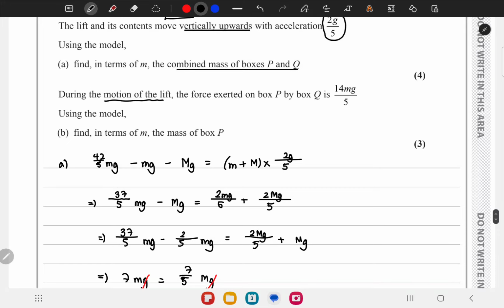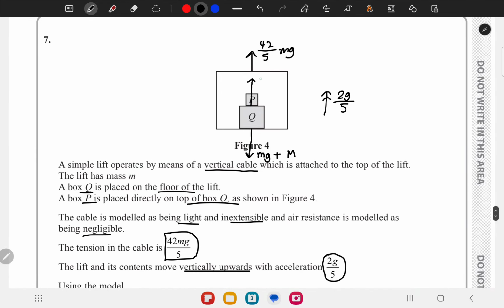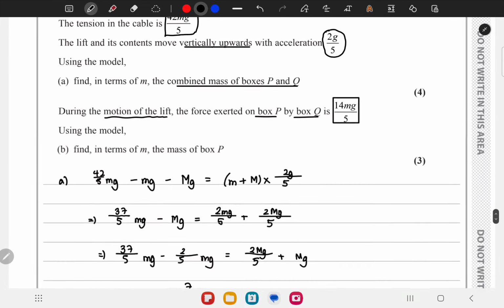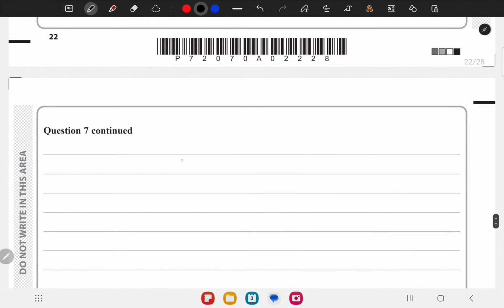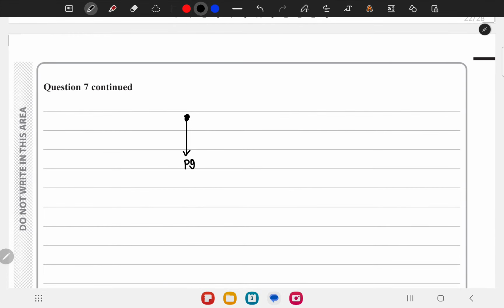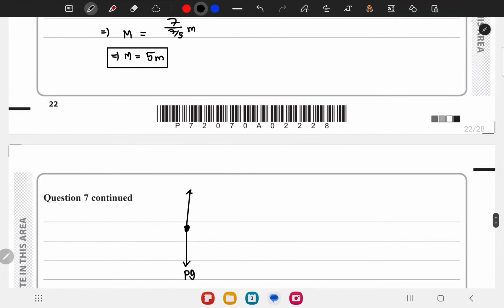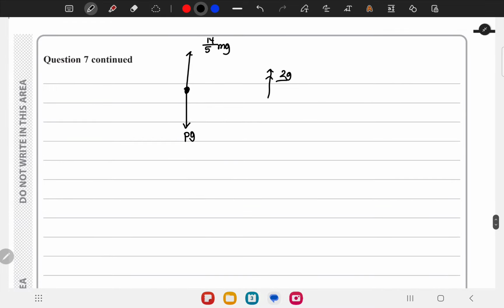Now we are given that during the motion of the lift, the force exerted on box P by box Q is 14 by 5 mg. So we can draw the force diagram for the box P. The downward force on it is its own weight, where P is the mass of the particle P, and the upward force on it is that force of 14 by 5 mg. And it's also accelerating with the same acceleration as the lift. So it also has an acceleration of 2g by 5.